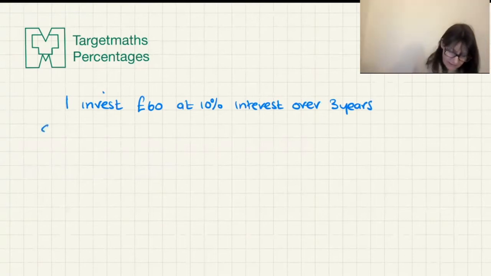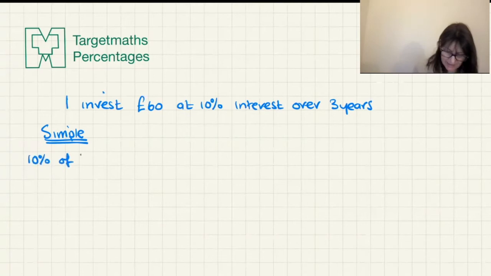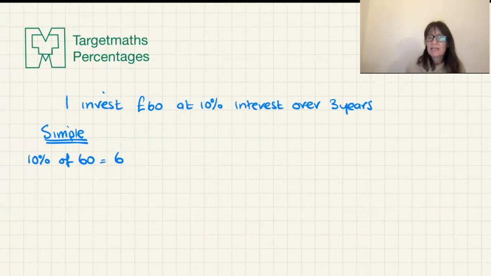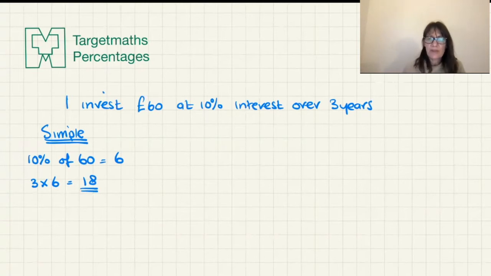If I invest that in a bank that's going to offer me simple interest, what that means is the bank is going to look at what I'm investing, £60. It's going to work out 10% of that 60, which is 6. And it's just going to pay me that for every year I keep the money in the account. So if I keep it in there for 3 years, they're going to pay me 3 lots of £6, and I will earn £18 interest with that bank.